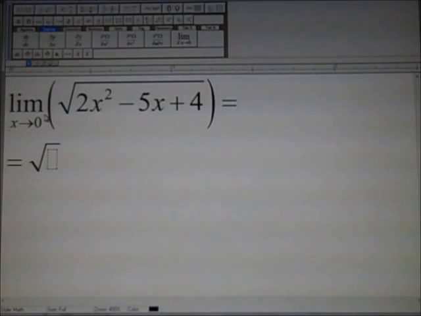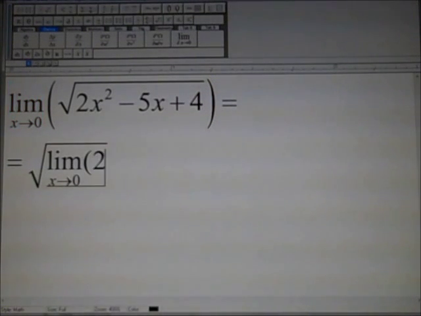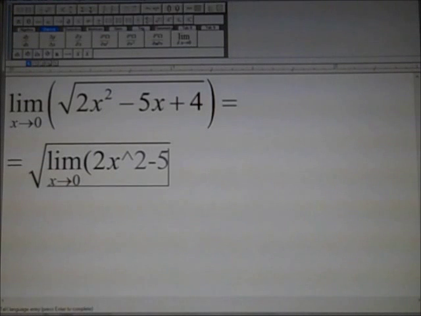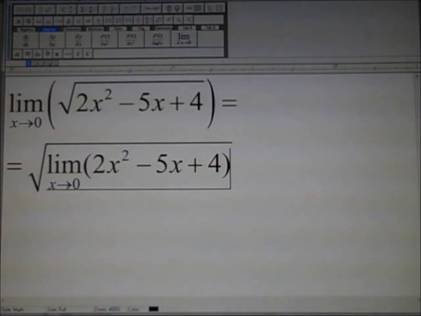So this is going to be the limit of just my other function. So 2x squared minus 5x plus 4. Whenever you have a power, remember that a square root is just a power, it's the power of 1/2. I can bring it to the outside. Okay. Now what can I do?